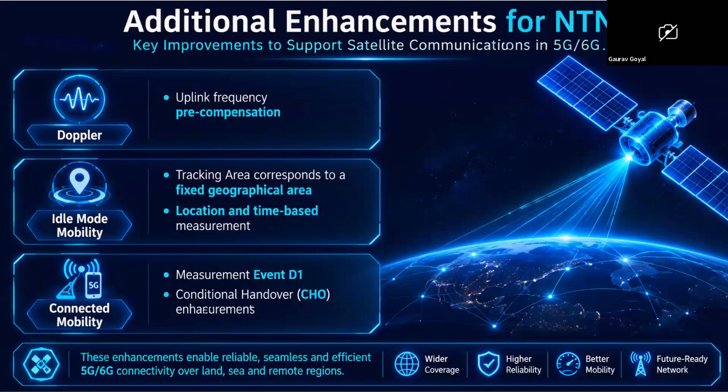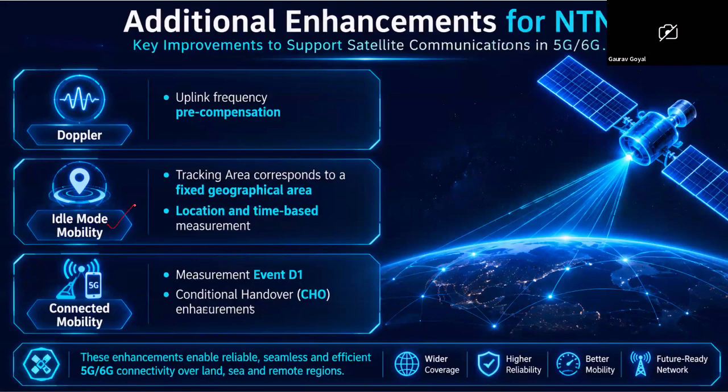And then we have idle mode mobility. In terrestrial networks, tracking areas are fixed and cells are fixed. In NTN, the satellite moves and the beam footprint moves across the Earth. So if traditional tracking areas were used, the UE would repeatedly perform tracking area updates and it would eventually cause lots of resource wastage. So what's the solution?